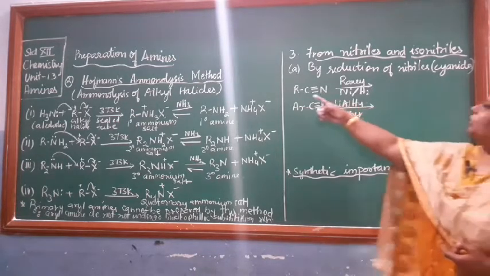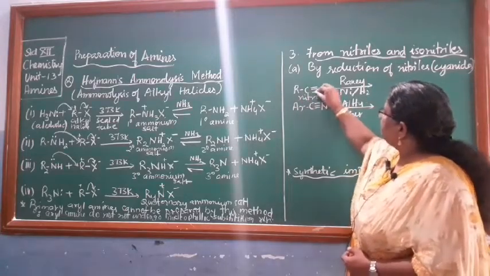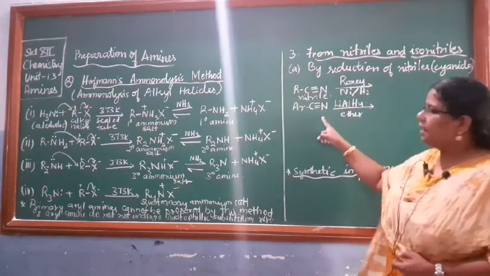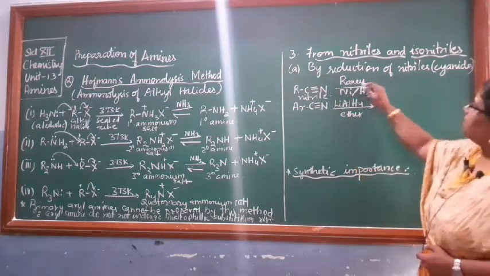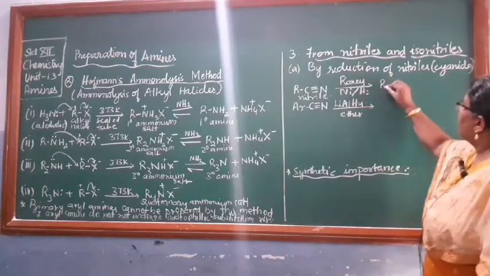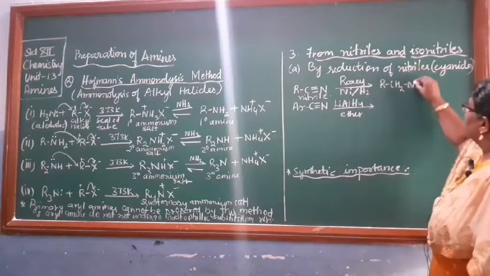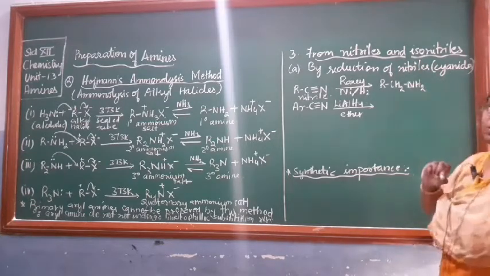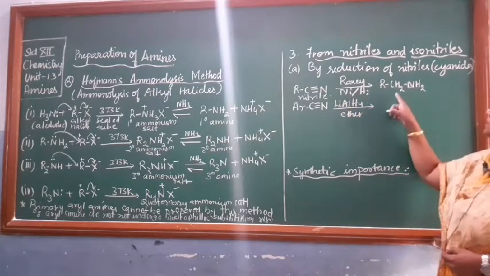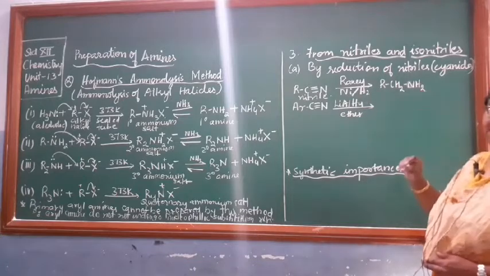So this is RCN, the nitrile. Alkyl nitrile. This is aryl nitrile. In presence of Raney nickel and H2, it will give you RCH2NH2. So you are adding hydrogens at C and N, giving RCH2NH2. This is a primary amine.